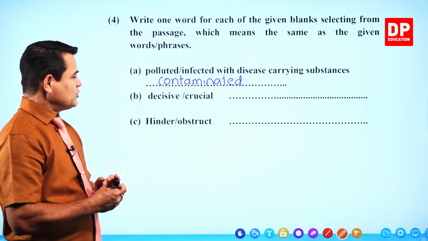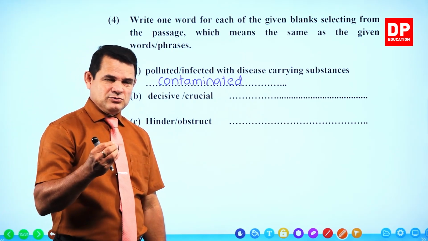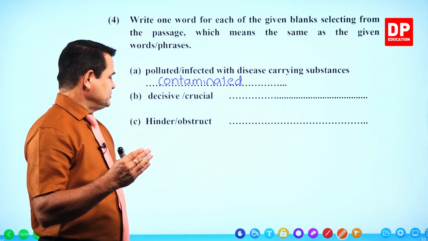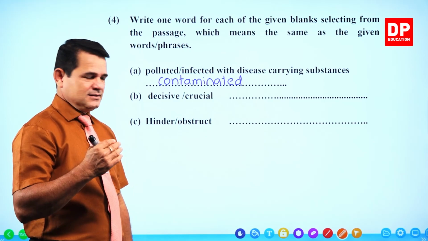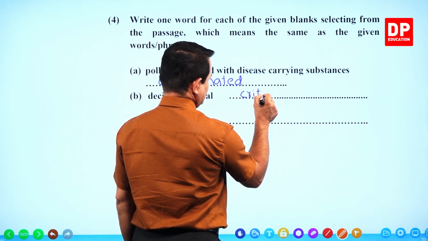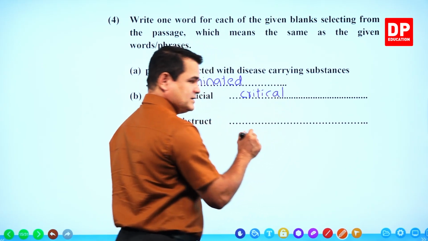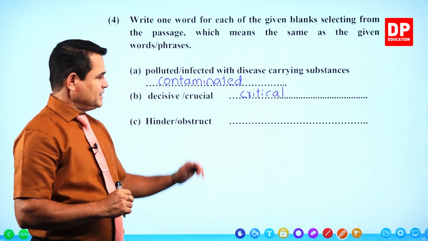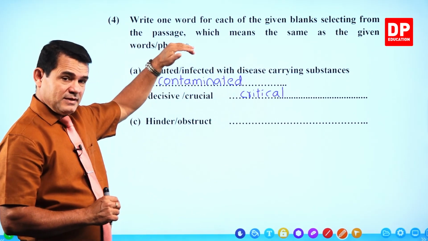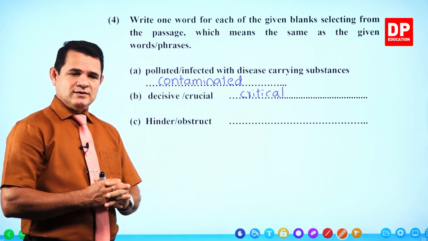Decisive or crucial. It's a crucial point, a crucial factor, we say. That means crucial, decisive, that is critical. So this word also you found in the paragraph. If you go back to the paragraph and see, you can see this one.